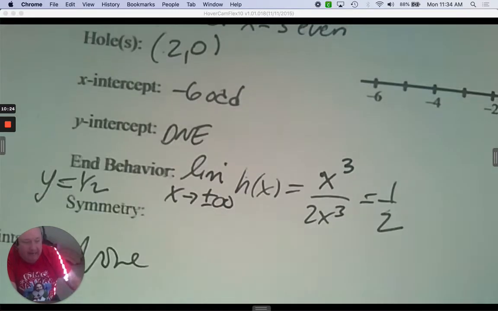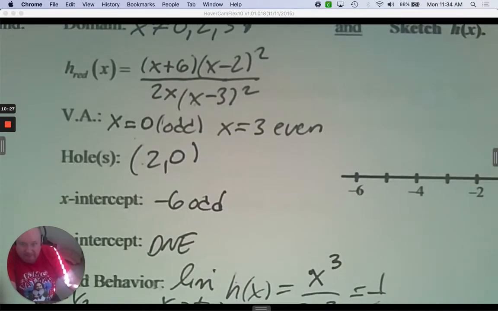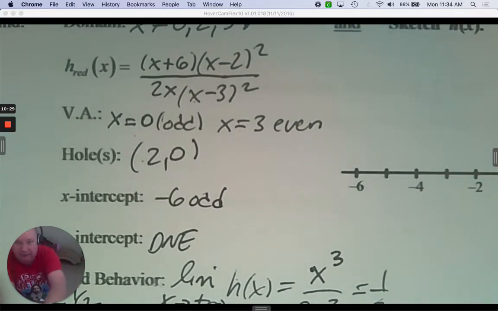Okay, now we're going to put all the things down we found. So we have a vertical asymptote at 0.